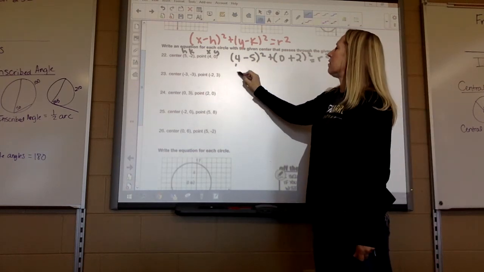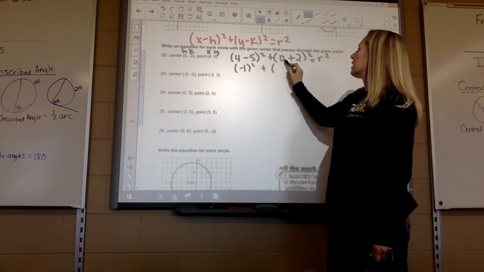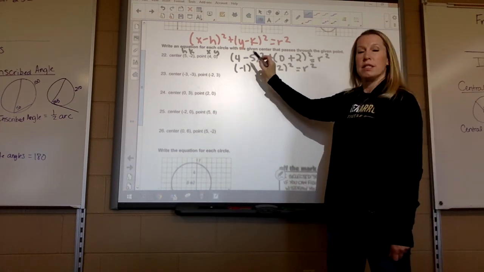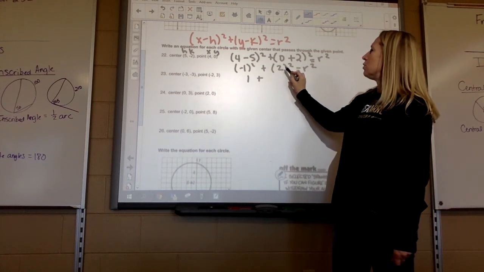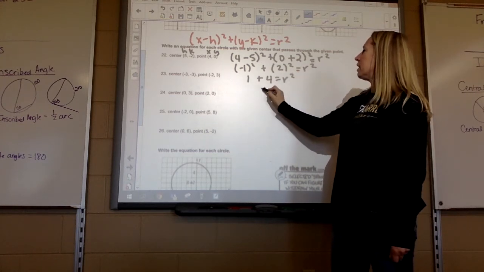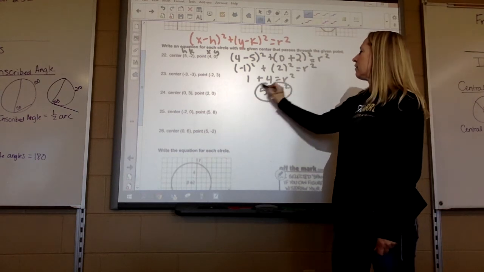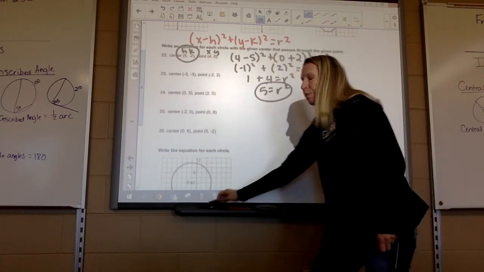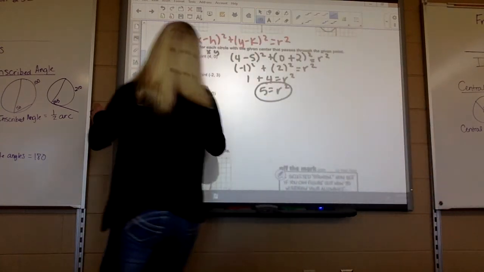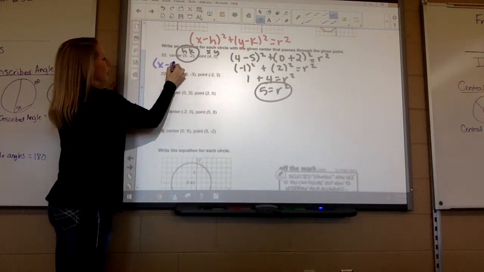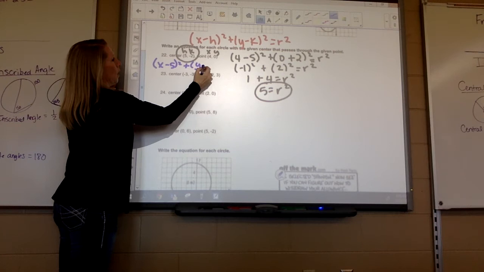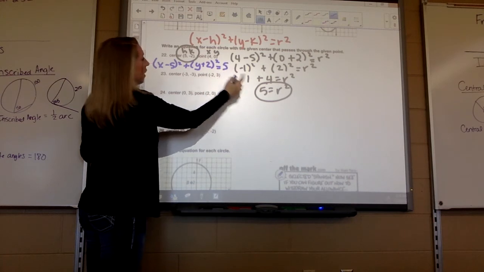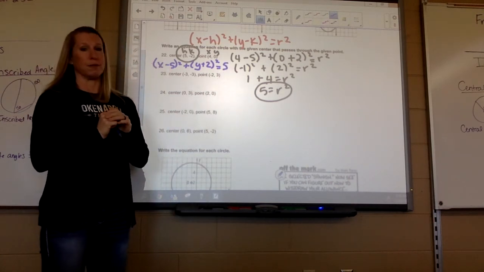So 4 minus 5 is negative 1 squared. 0 plus 2 is 2 squared equals r squared. Negative 1 times negative 1 is positive 1. 2 times 2 is 4. So my radius squared is 5. Now that I have my radius squared, I'm going to use my center and write the equation of the circle. So it would be x minus 5 squared plus y minus a negative 2, which makes plus 2 squared equals 5, my radius squared. So that's your answer.